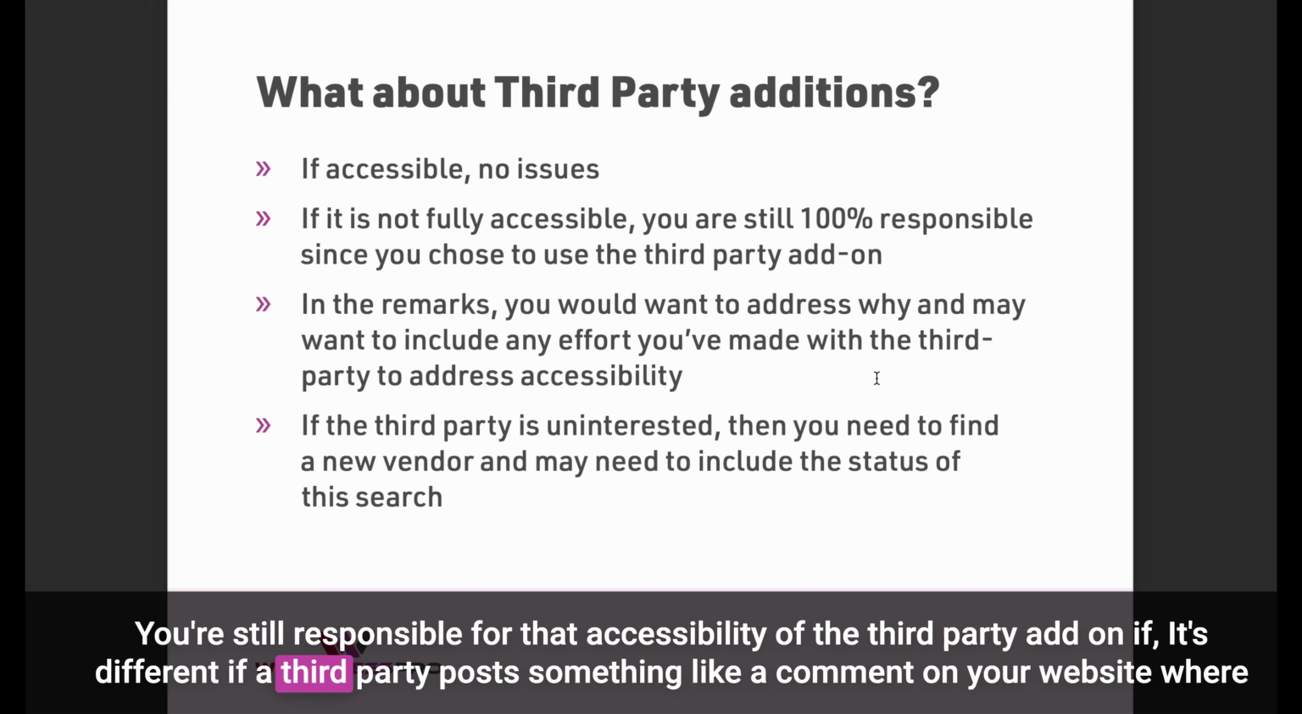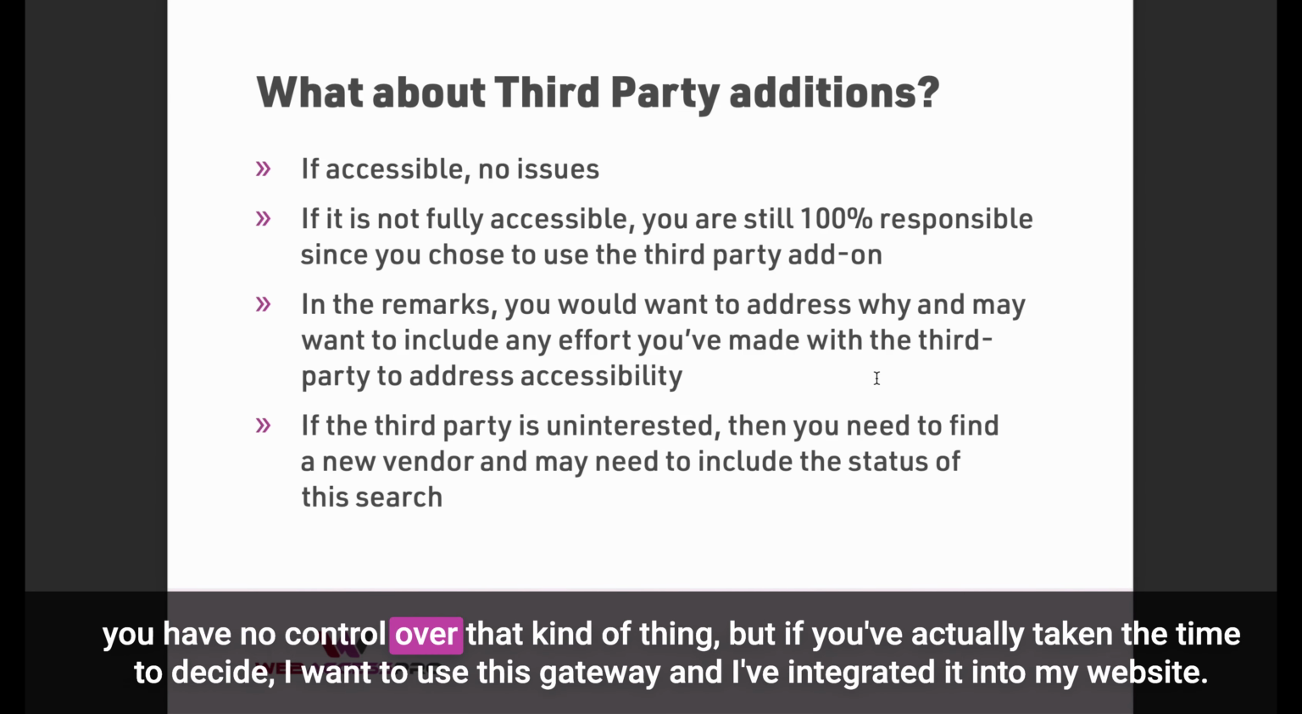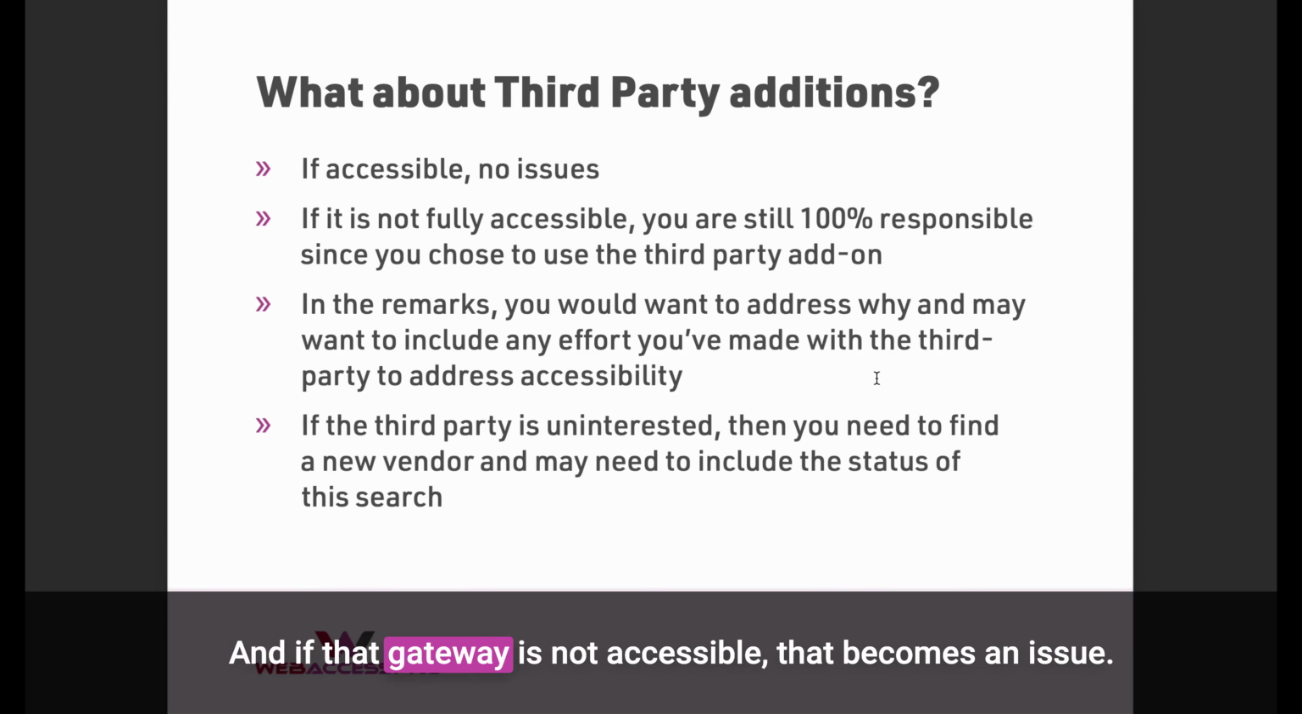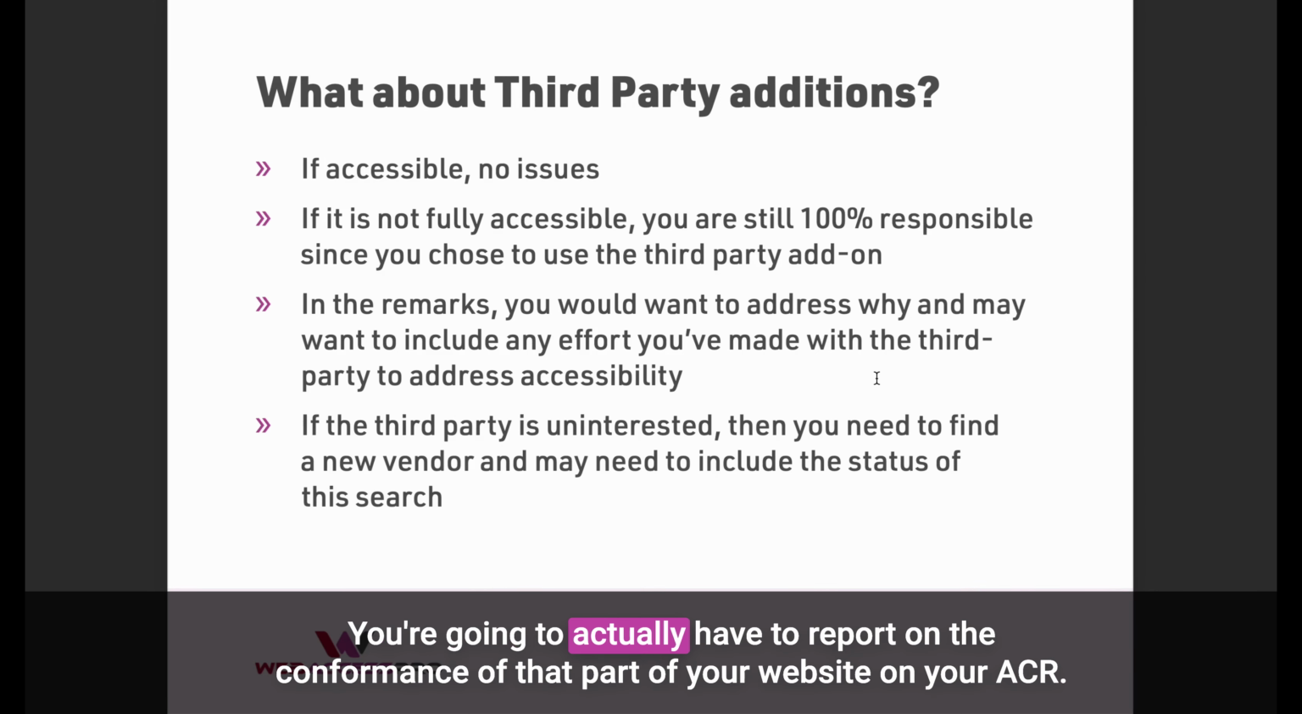It's different if a third party posts something like a comment on your website, where you have no control over that kind of thing. But if you've actually taken the time to decide, I want to use this gateway and I've integrated it into my website, then that becomes your responsibility. And if that gateway is not accessible, that becomes an issue. You're going to actually have to report on the conformance of that part of your website on your ACR.